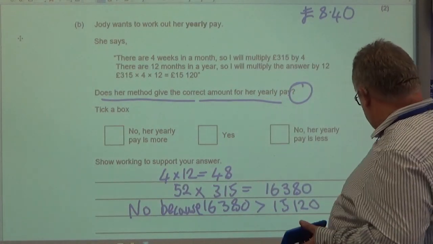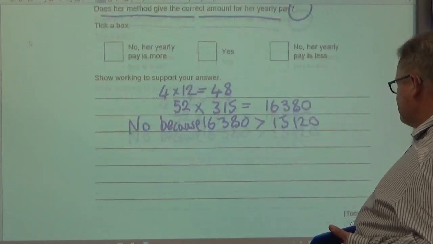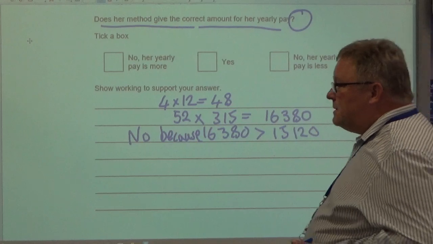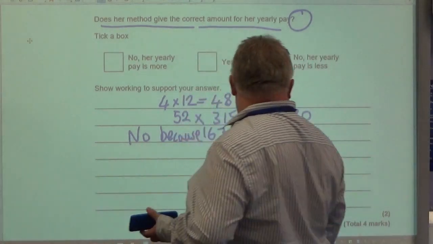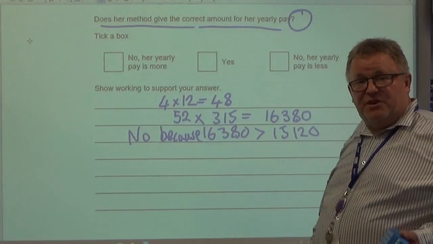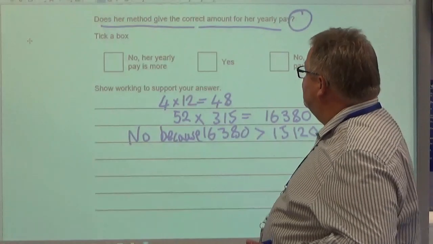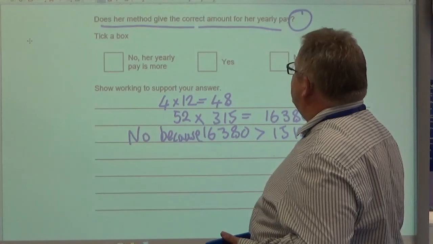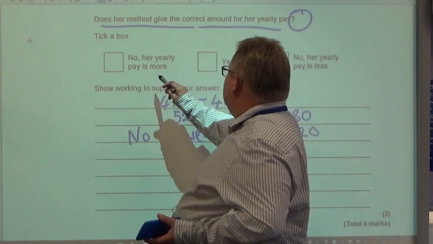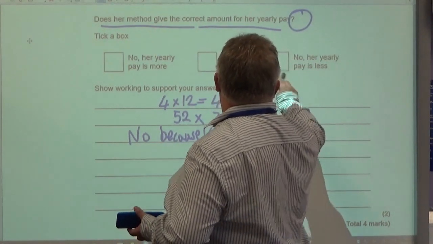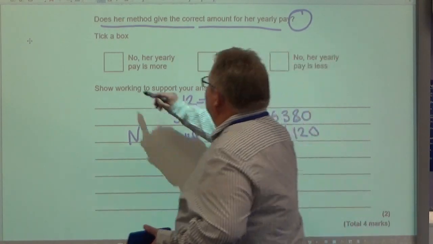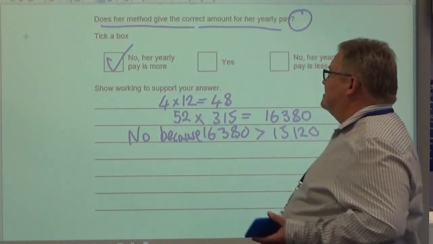Okay, so I wonder how many marks that one is. Yeah, 4 marks again, so very nice. Oh, and we need to, I'm just using an example here of me not actually answering the question properly. We've got to tick a box. So, no, her yearly pay is more, yes, or no, her yearly pay is less. So actually her yearly pay is more, so it's that box there, yes.